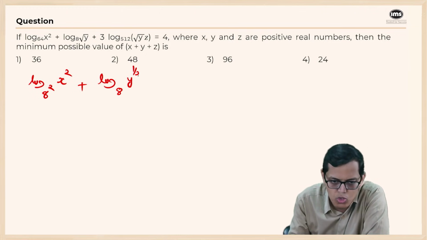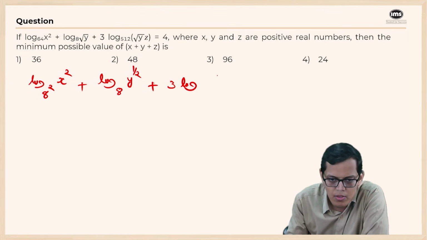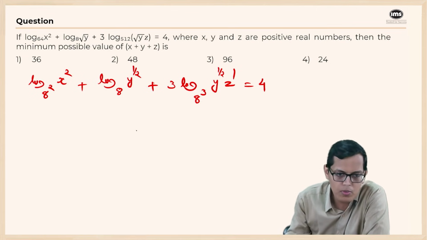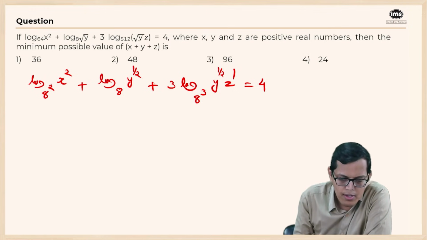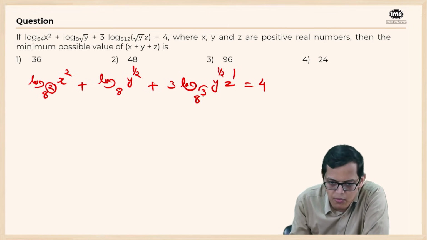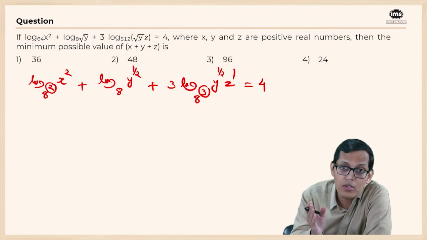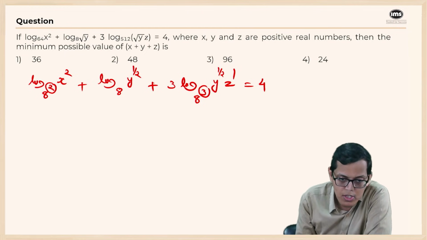I'll just write y raised to 1 by 2. Third one is 3 into y raised to 1 by 2, z raised to 1, and 8 raised to 3 will serve as a base, is equal to 4. Now the power 2 and the power 3 of the base here will come out. They will come out in the denominator part. So when 2 will come out, it will look like this.